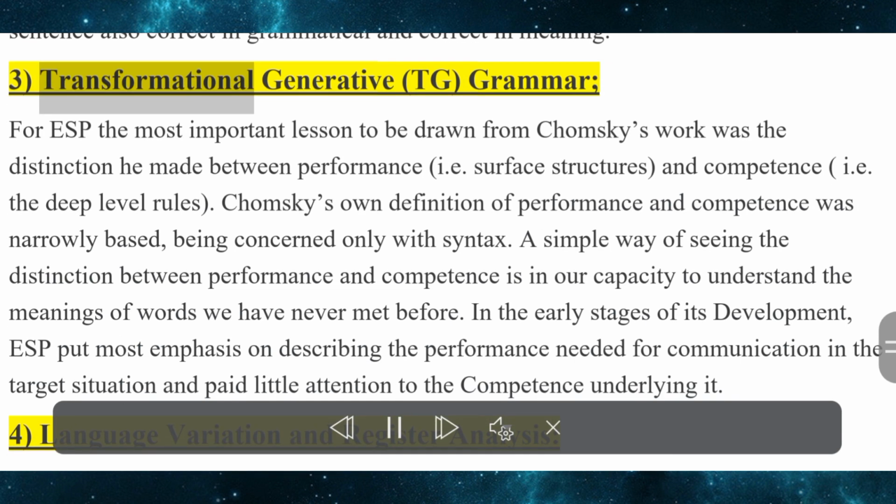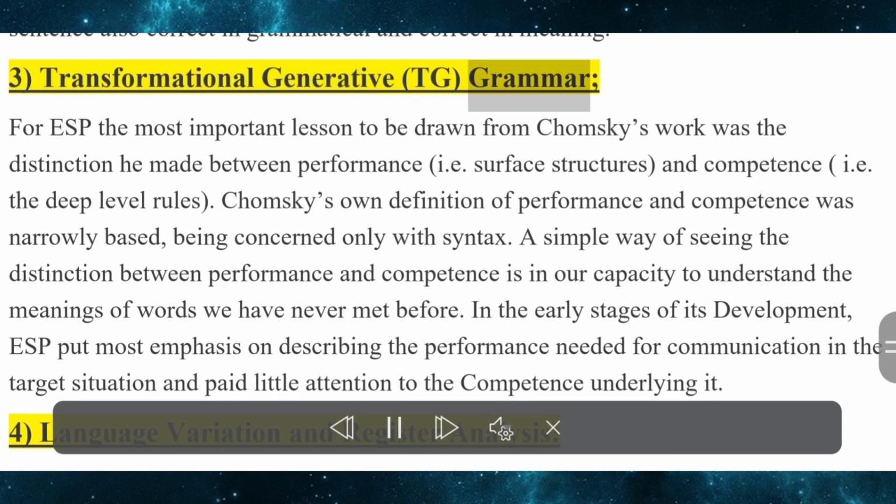3. Transformational generative (TG) grammar. For ESP, the most important lesson to be drawn from Chomsky's work was the distinction he made between performance, i.e. surface structures, and competence, i.e. the deep-level rules. Chomsky's own definition of performance and competence was narrowly based, being concerned only with syntax. A simple way of seeing the distinction between performance and competence is in our capacity to understand the meanings of words we have never met before.